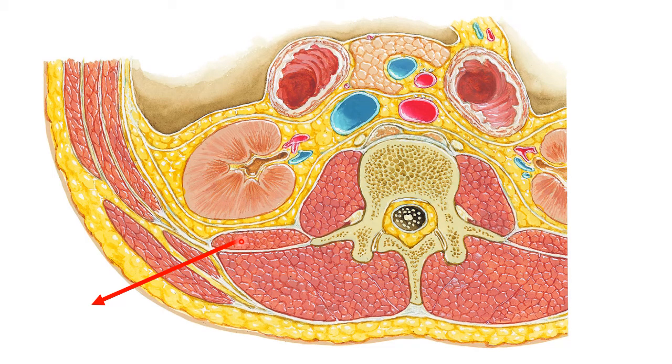So in this transverse section diagram, we can identify clearly the anterior layer of the thoracolumbar fascia, which is attaching to the anterior surface of the transverse process of the lumbar vertebrae, and then the middle layer, which is attaching to the tips of the transverse process of lumbar vertebrae. Between these two layers, we can identify the Quadratus lumborum over here.